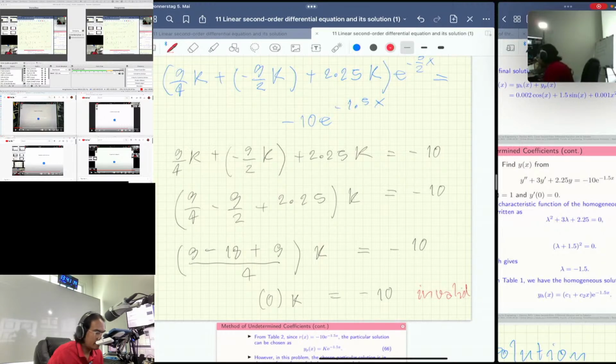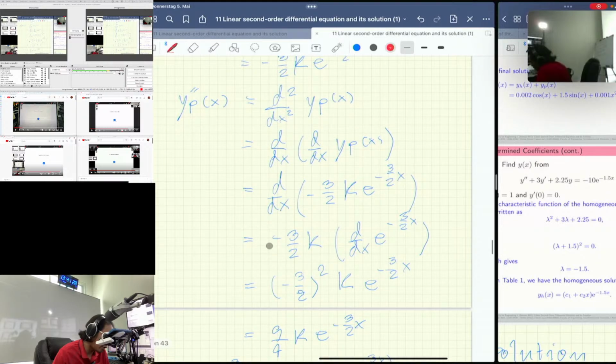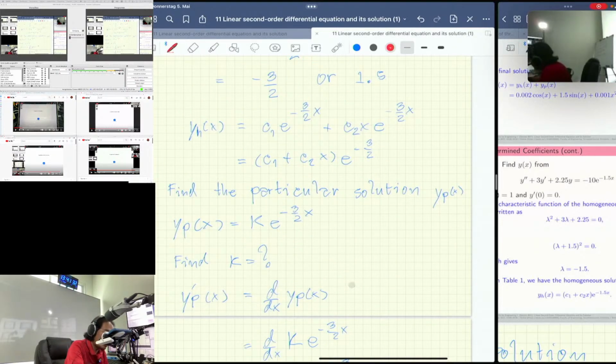If you multiply k by 0, you're going to get 0, and on the right hand side we have negative 10, so it's invalid. We cannot find k from this case. It cannot be used. So what is the next way then?